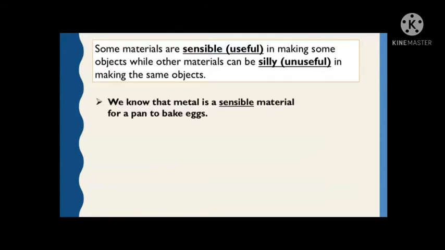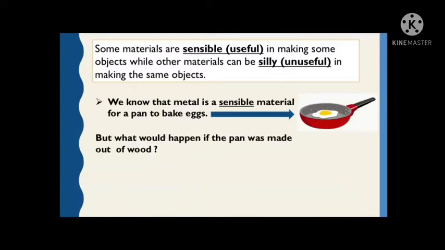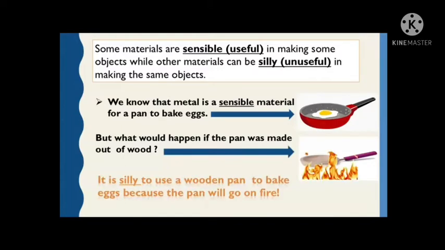We know that metal is a sensible material for a pan to bake eggs, but what would happen if the pan was made out of wood? Take some time to think. It is silly to use a wooden pan to bake eggs because the pan will go on fire. So the sensible material for a pan would be metal.